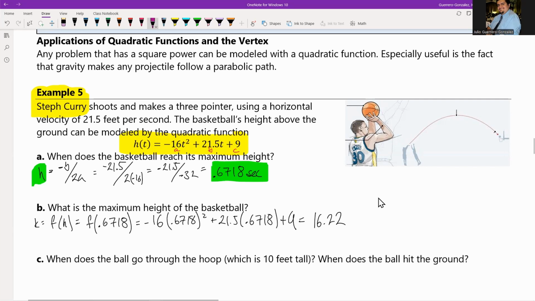Now, in this function, the t is my time. My h is my height, given in feet. So my final answer here is 16.22 feet.